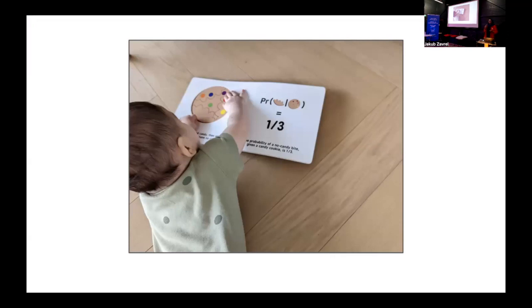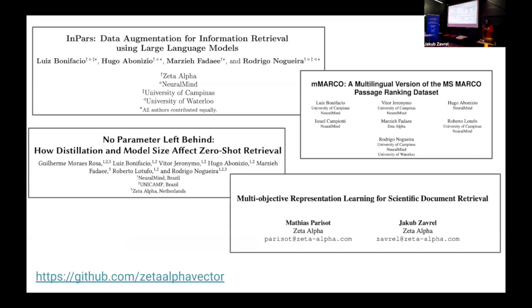But it wasn't all that I've been working on. There were other projects, maybe not as cute, but definitely as exciting, that I was working on last year with some really smart people in the research team at Zeta Alpha. Here are the four papers that I'm going to very briefly go through today. They are available online. The data, the models, and the code are also available online, so I encourage everyone to check them out.